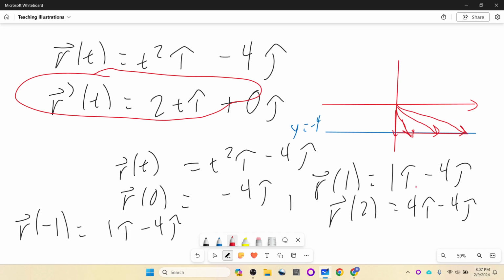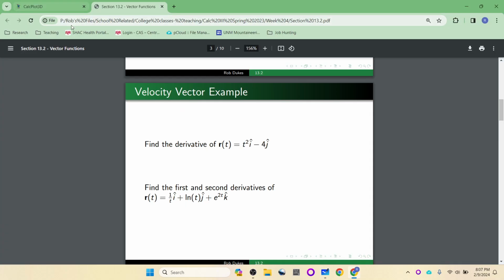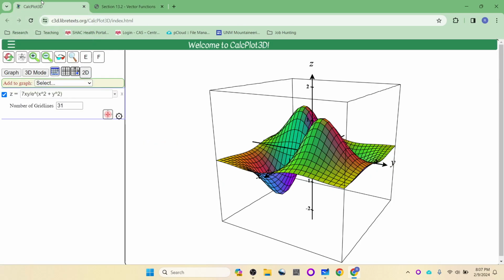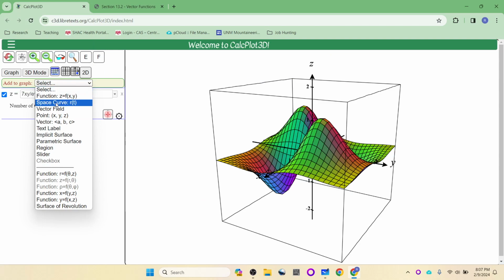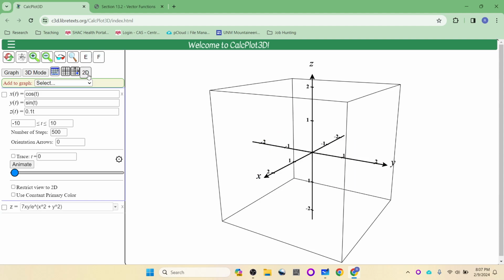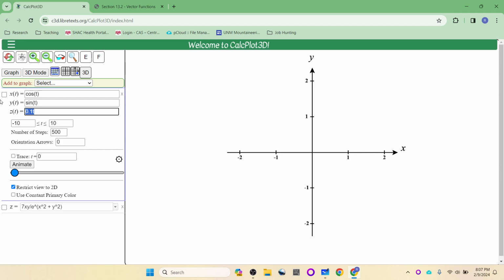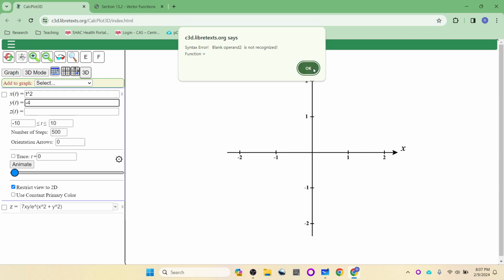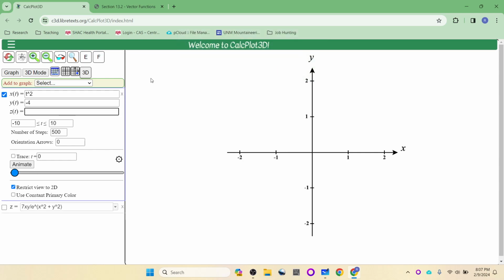Now we can also do this in our graphing software. t squared i minus 4j. So if I go over here, I'm going to say let's add a space curve. These are called space curves. I said that. We'll turn off this other thing. And we'll put it in 2D because there's no z component. And so we'll have t squared for i and negative 4 for j. And put 0 for t.